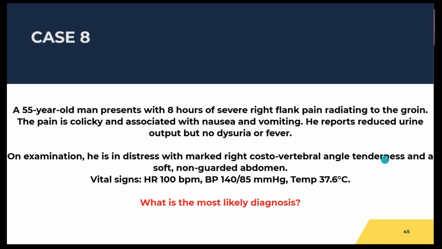On examination, he's in distress with marked right costovertebral angle tenderness and a soft, non-guarded abdomen. He has a heart rate of 100, a blood pressure of 140/85, and a temperature of 37.6. So from this history itself, what is the most likely diagnosis?